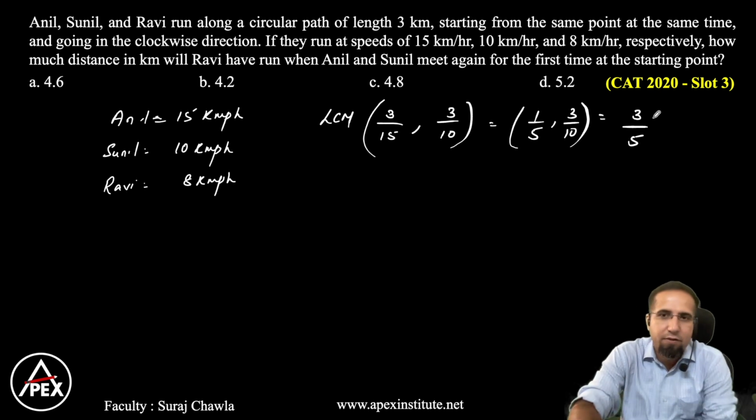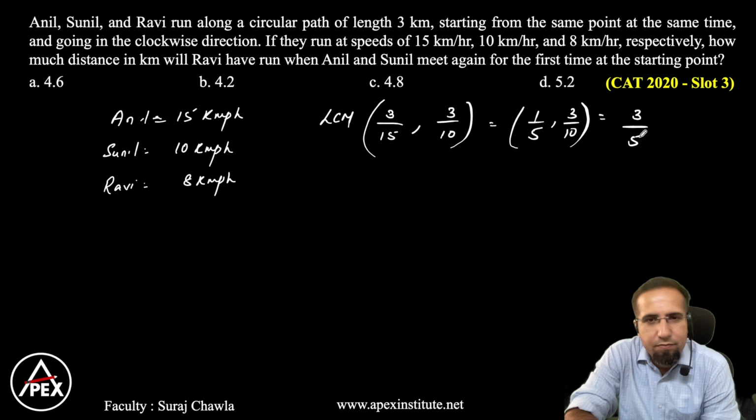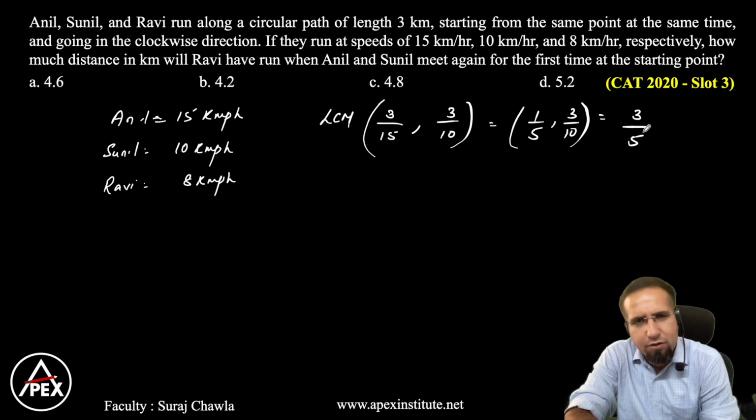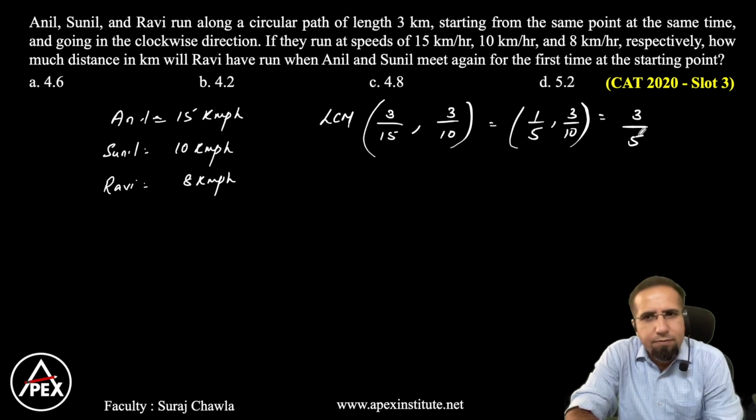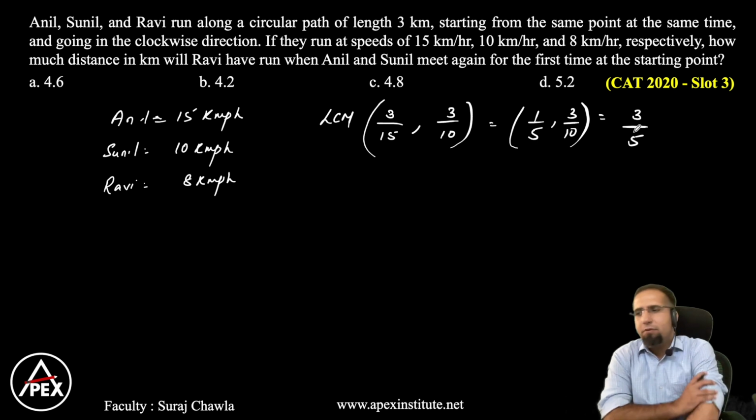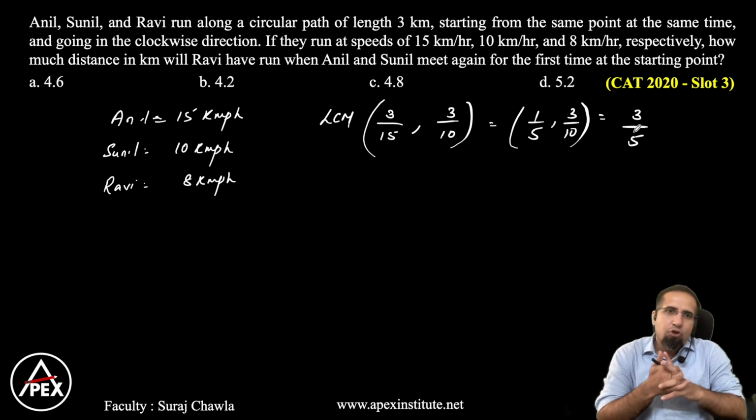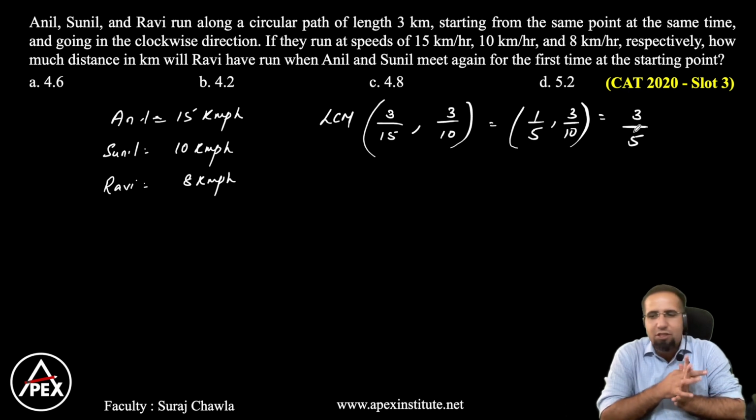Now 3/5 of an hour is how many minutes? Let's give it as 3 by 5 only. So 3/5 of an hour. All that we are looking at is, in this much time, how much distance will Ravi run?